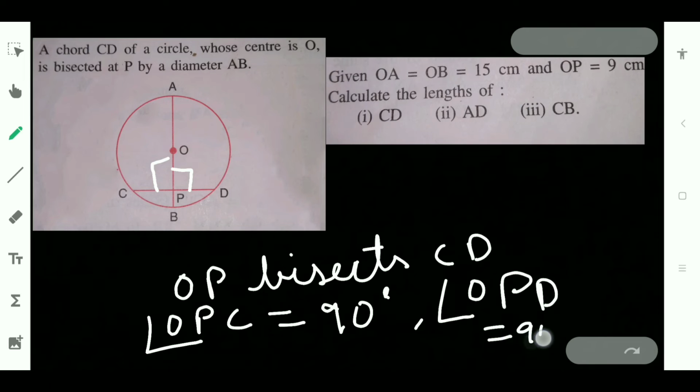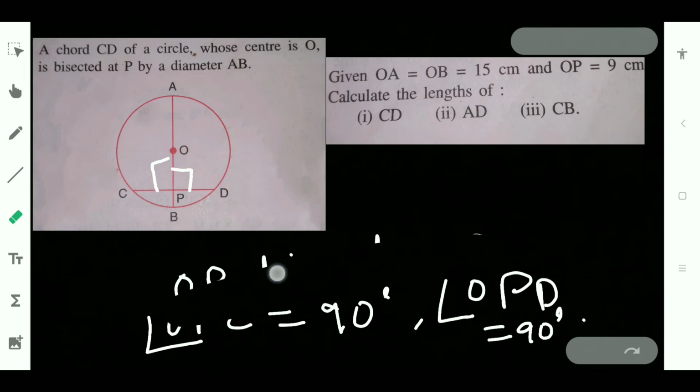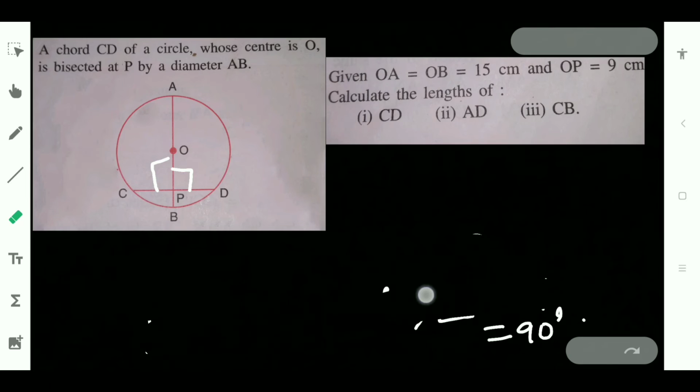Angle OPD is also equal to 90 degrees. So this is the information available to us from this diagram, and AB is a diameter. Still more information is available to us: given OA is equal to OB is equal to 15 centimeters. From the figure, OA is nothing but the radius of the circle, OB is also the radius of the circle. So both radii are the same in a circle, so they are both equal to 15 centimeters.